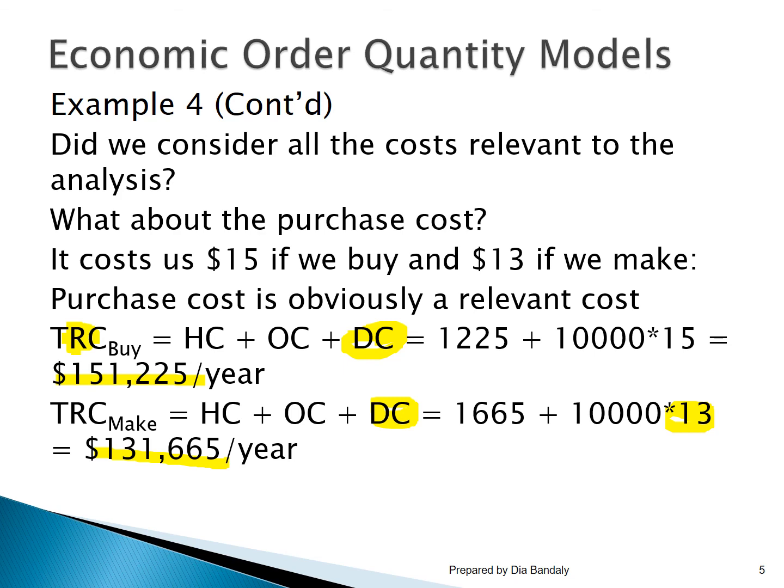And now if we compare, it's obvious that making is much more economical for us, which is different from the conclusion that we made when we omitted to include the purchase costs. We're going to discuss more the concept of relevant cost in the next session, which is EOQ with quantity discount.